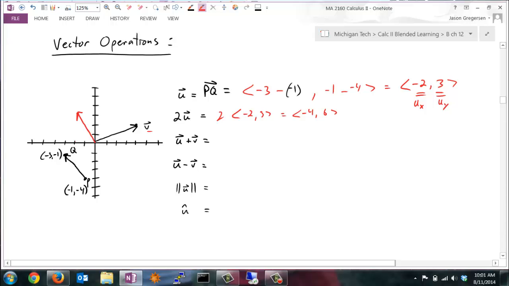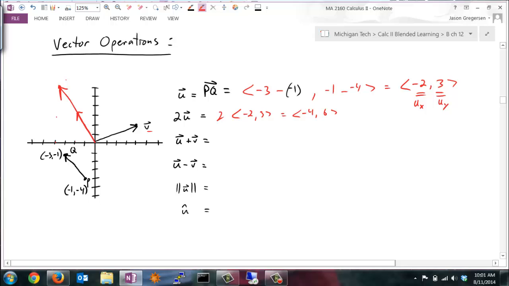And the result will be a new vector. Here's my vector, negative 4, 6. And now I want to see what this looks like as a position vector. As a position vector, let's go negative 4 and up 6. Right about here. So my vector would look like this.